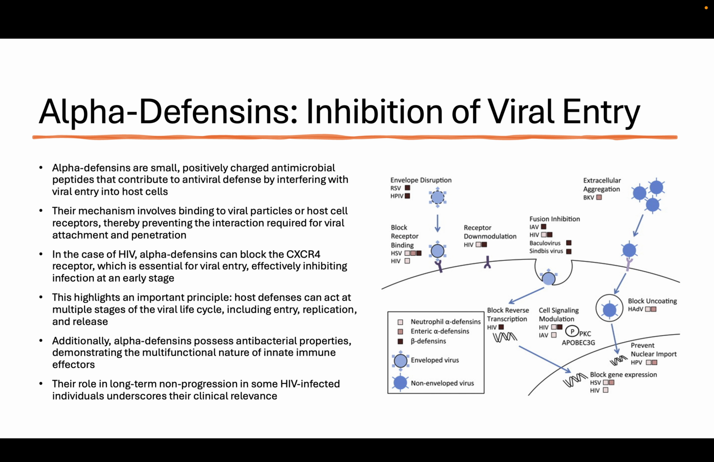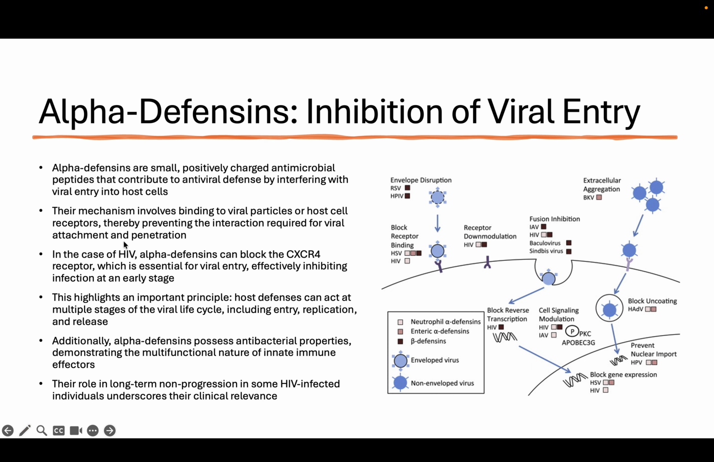Another thing that immune cells produce is alpha defensins. Alpha defensins are small, positively charged antimicrobial peptides. What they do is interfere with the entry into host cells. This could be by binding to viral particles or by binding to the host cell receptors. They don't have to do both; it's one of them that stops viruses from entering.